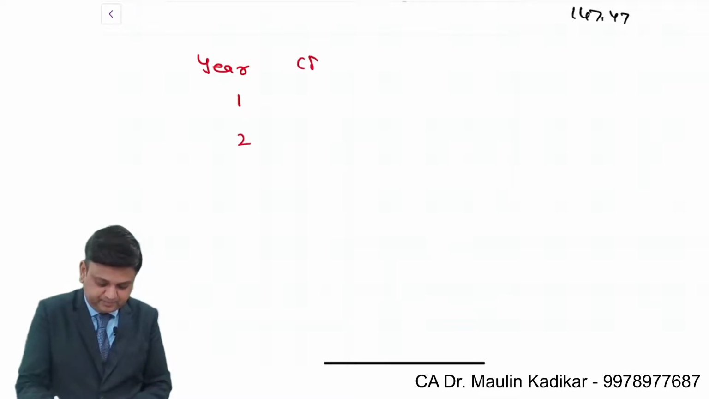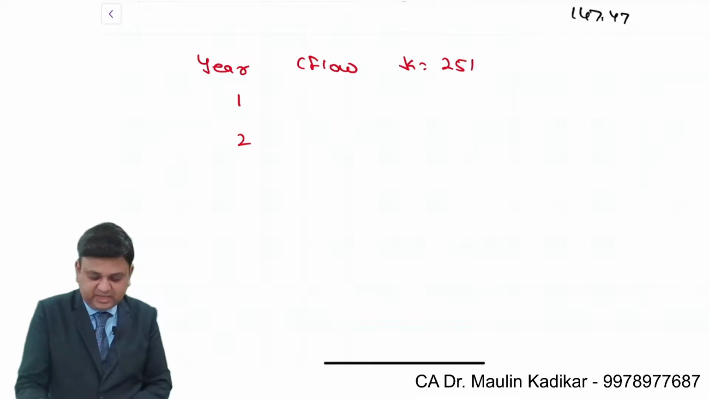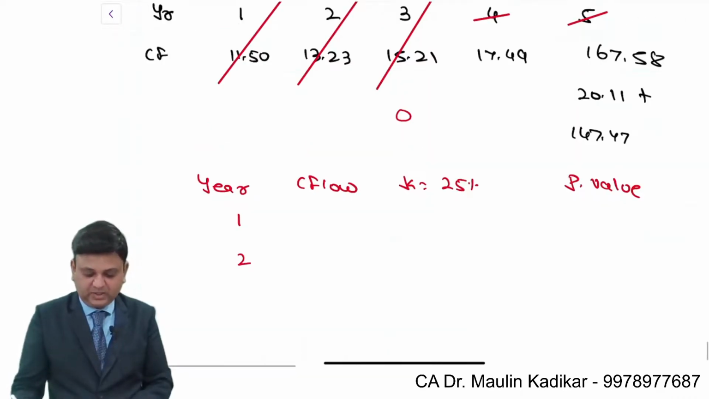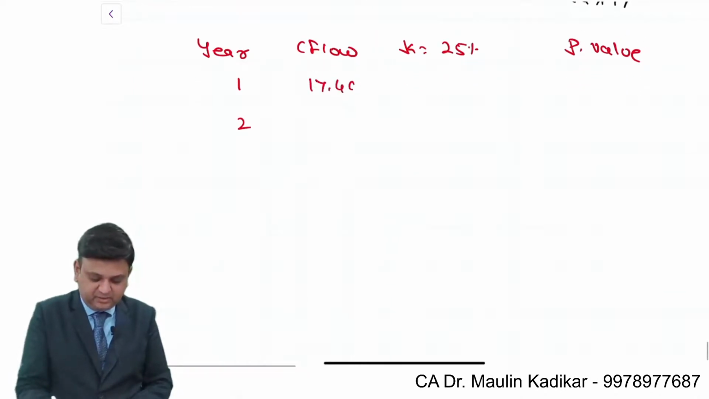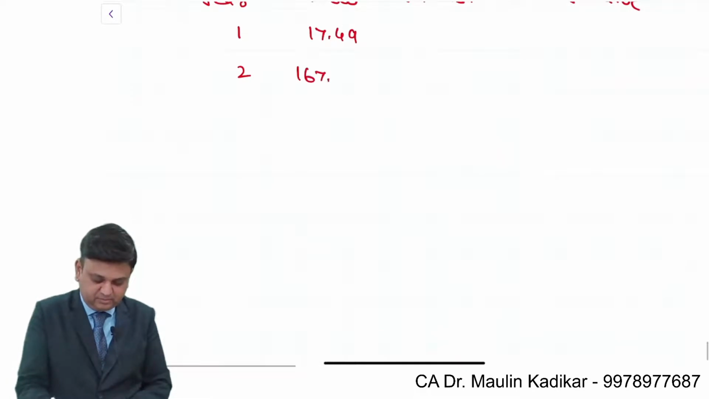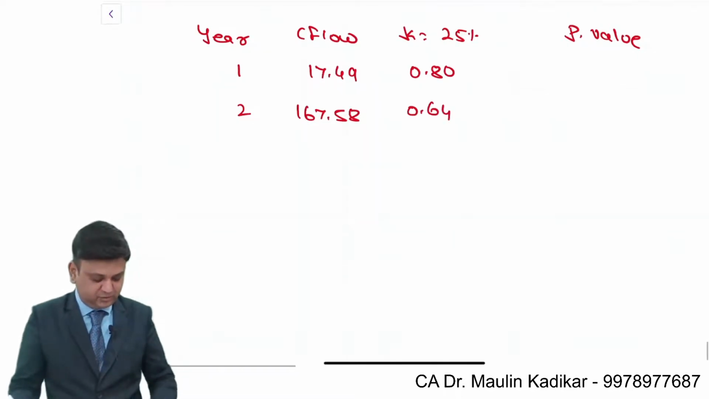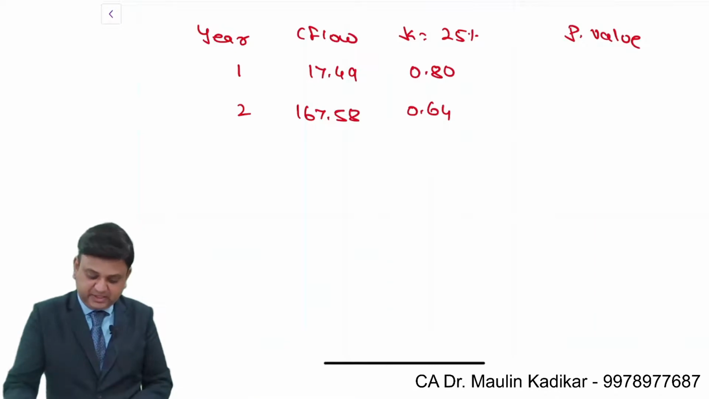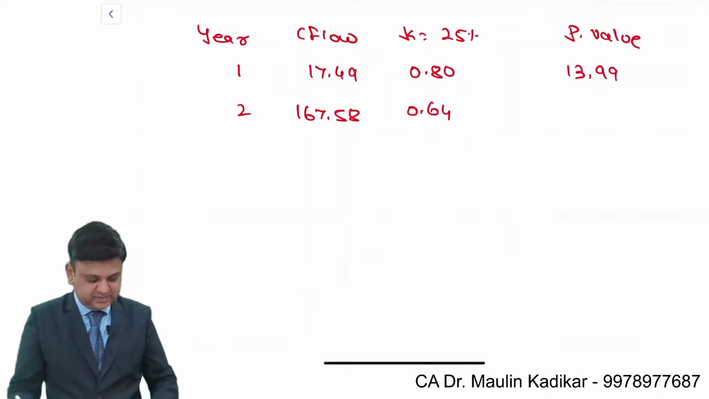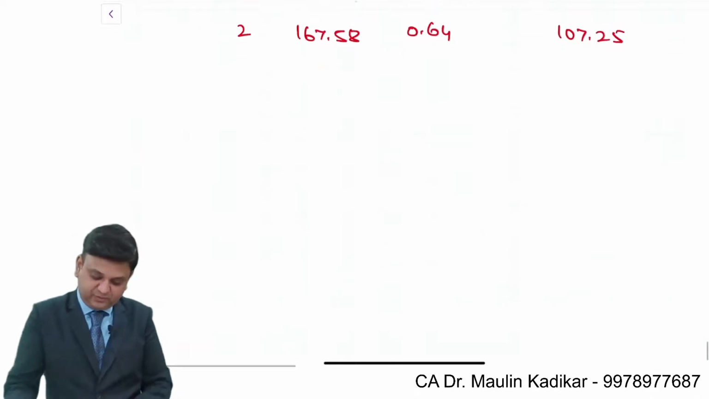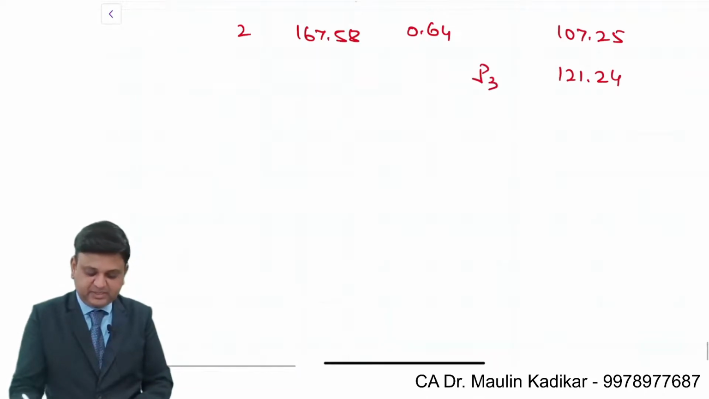So first year and second year cash flow, discounting at 25%, present value. So it is 17.49 plus 167.58. Discounting at 25%, first year factor is 0.8, second year factor is 0.64. So 17.49 into 0.8, that is 13.99. 167.58 into 0.64, 107.25. So 107.25 plus 13.99, so 121.24. That is the way the P3 can be calculated.